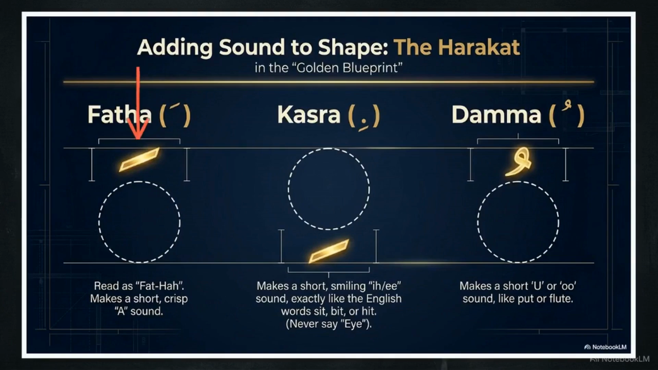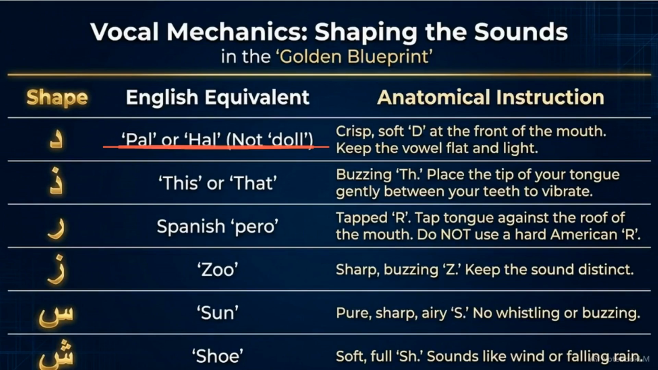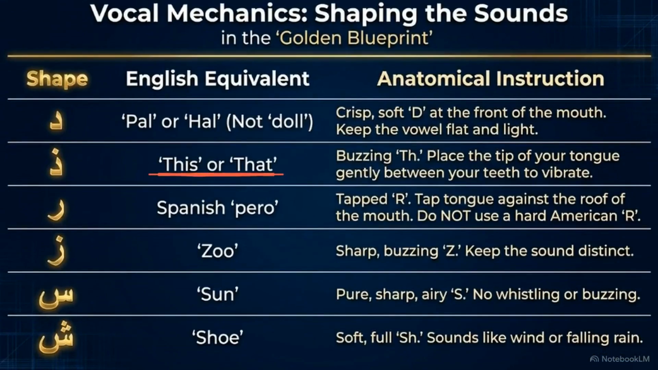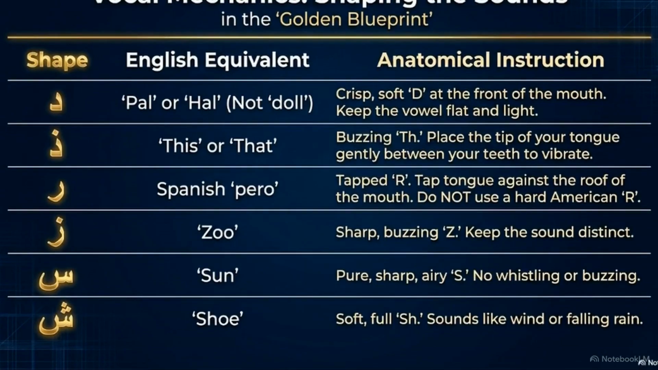A Fatha is a dash placed above the letter. A Kasra is a dash placed beneath the letter. And a Damma is a tiny loop sitting above the letter. Let's review these sounds. Dal must rhyme with pal or hal. Dhal requires a vibrating th sound, like that. For Ra, use a lightly tapped R, like the Spanish word pero. And a Kasra makes a short I sound, like sit, never eye.